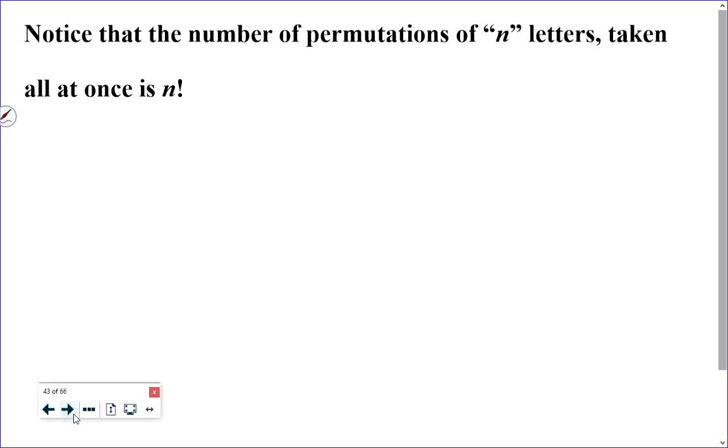So I think we know this. I think I've kind of told you this point already a couple of times. The number of permutations of n letters taken all at once is n factorial. The only thing that's different here is the way I'm saying it. I'm telling you the number of ways to put n books on a shelf in a line is n factorial. That's what this is saying.